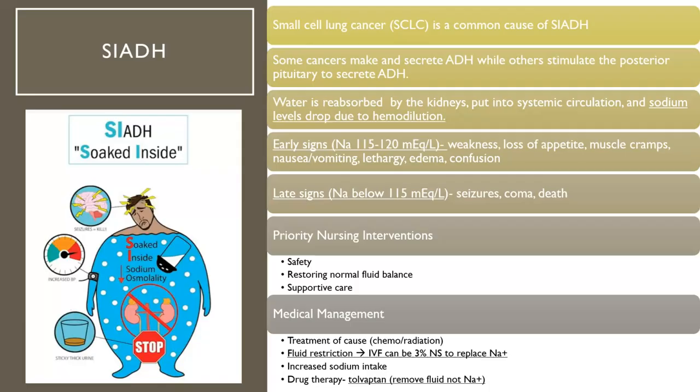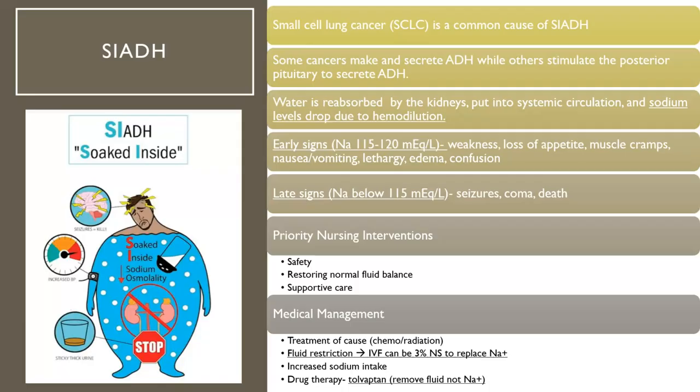Early signs, so sodium is going to be low, anywhere from 115 to 120. That is a critical number. You're going to see weakness, loss of appetite, muscle cramps, nausea, vomiting, lethargy, edema, confusion. Late signs, when the sodium drops below 115, seizure, coma, death.